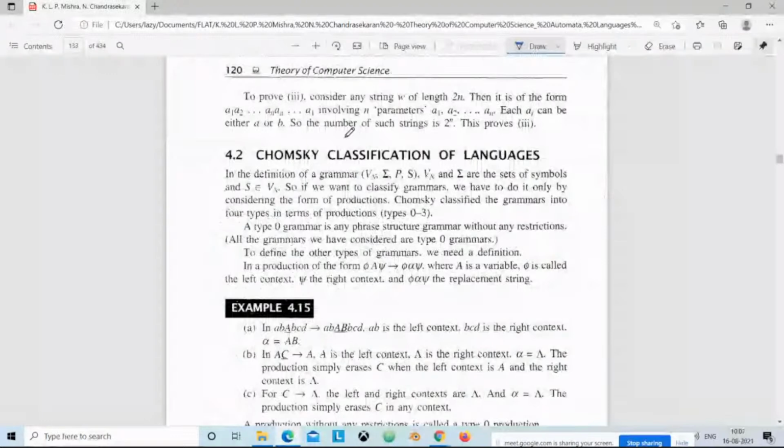Chomsky classification of languages. Basically, Chomsky has given the formal definition for this, and based on the grammars, the structure of the grammar, and the constraints which we can put on the grammar, we can categorize the languages.